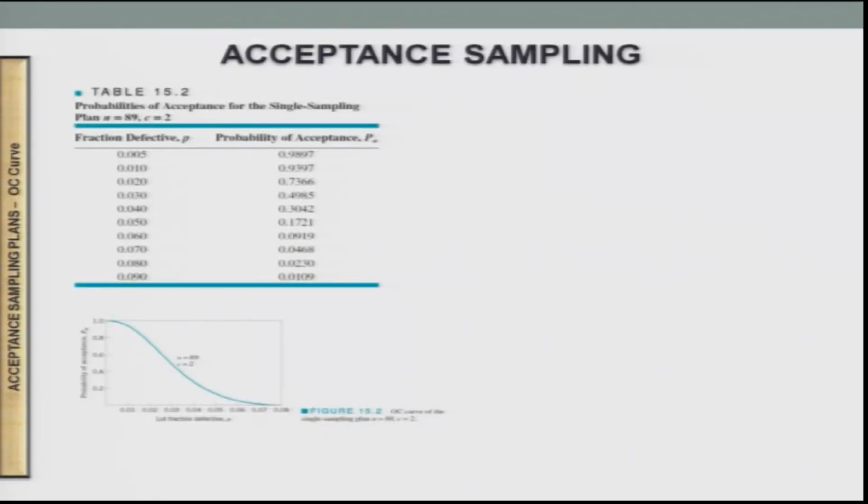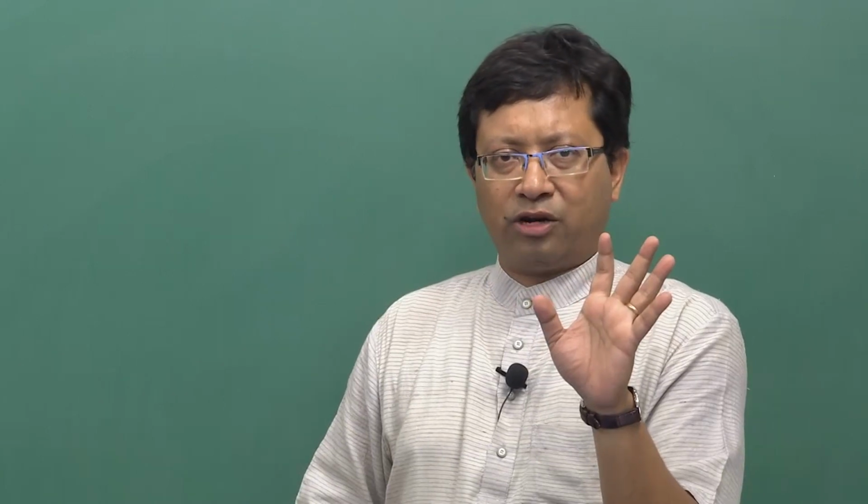Now, if you come to the graph shown in this slide, the graph looks simple, and you will encounter such graphs later on also. What I want to mention is this. If you pay attention to the y-axis, you are measuring the probability of acceptance, which is P suffix A. The x-axis is the lot fraction defective. Depending on small n and C, you will have a particular graph.